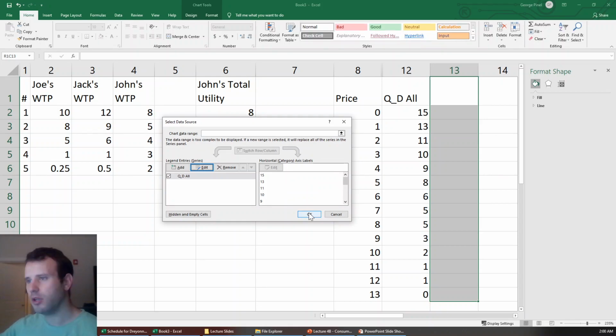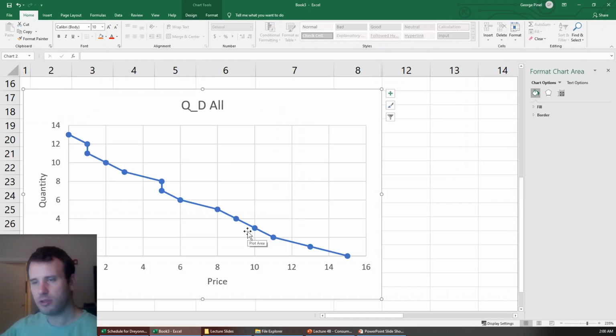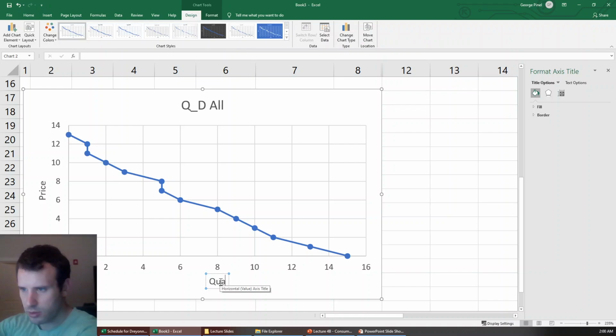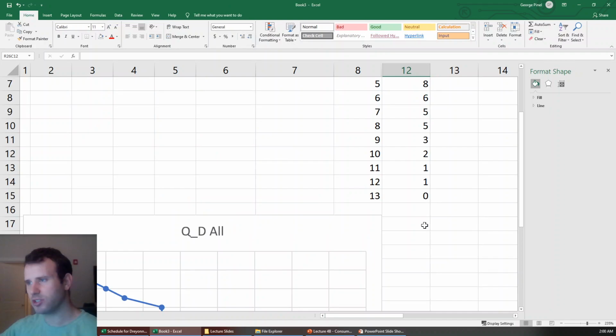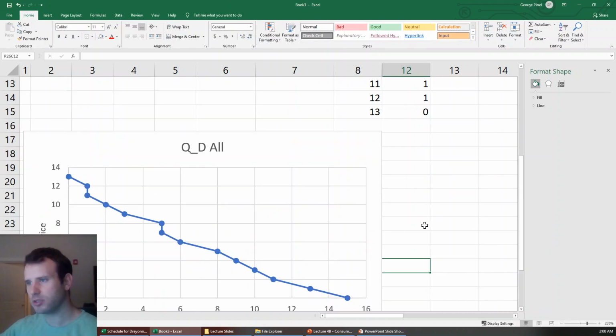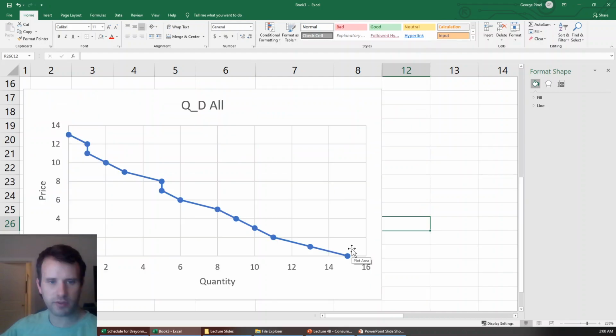All right, so now we need to relabel them. Price should be on the y-axis in general. Quantity should be on the x. I'm just confirming that it's right. So when price is 0, quantity is 15. Perfect. So this is what we call an inverted demand curve.